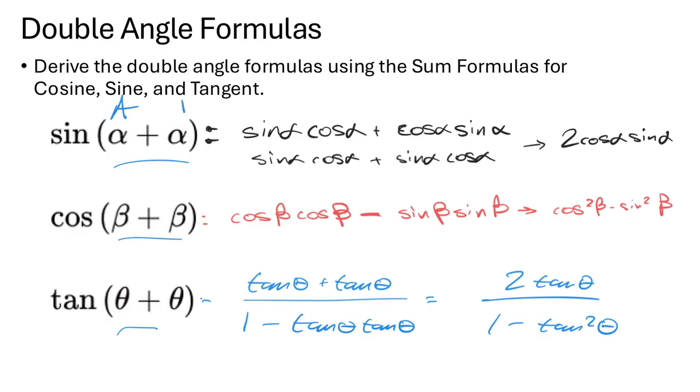We had A and B. This time it's just, imagine this is A and A, right? So we're using the same formulas we had before. We just get new things, simplified versions, because the two angles in the double angle formula are the same. Let's just move forward and do some examples.